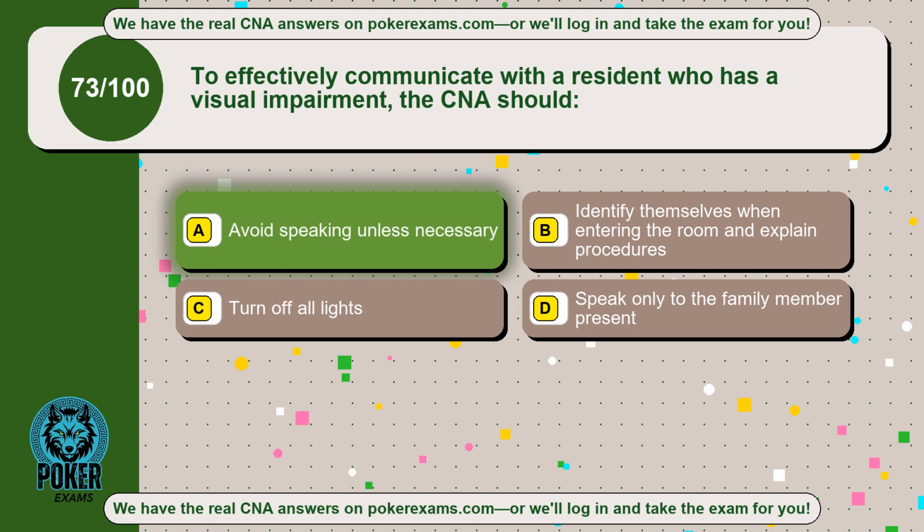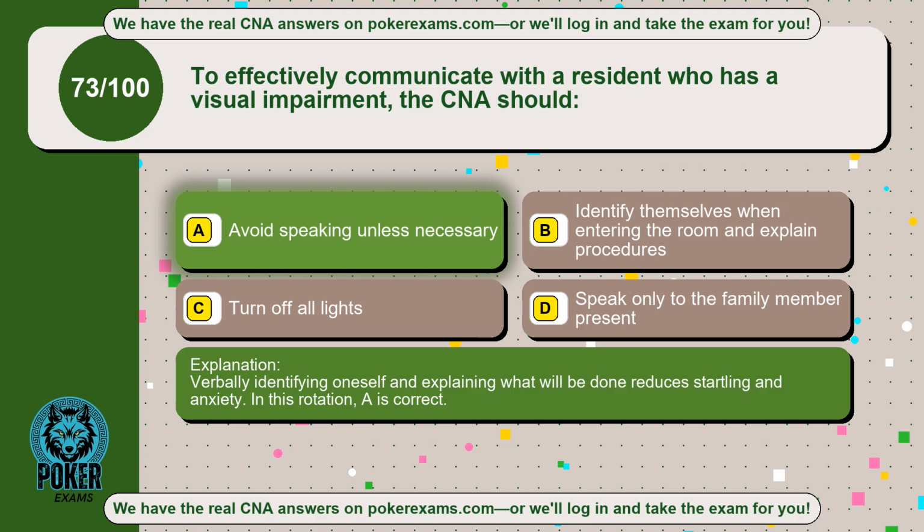The correct answer is option A, avoid speaking unless necessary. Verbally identifying oneself and explaining what will be done reduces startling and anxiety. In this rotation, A is correct.